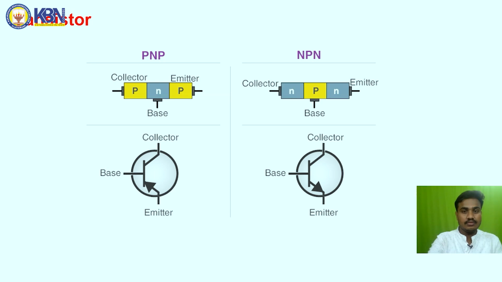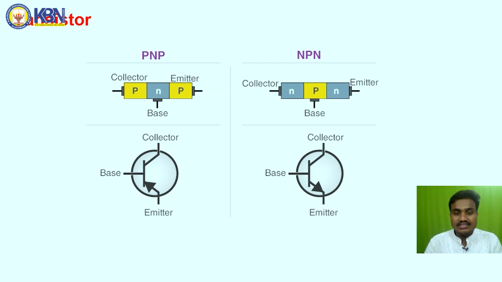There are two types of transistors: one is the PNP transistor and the other is the NPN transistor. When an N-type semiconductor is sandwiched in between two P-type semiconductors, the formed transistor is known as the PNP transistor. Similarly, when a P-type semiconductor is sandwiched in between two N-type semiconductors, the formed transistor is known as the NPN transistor.